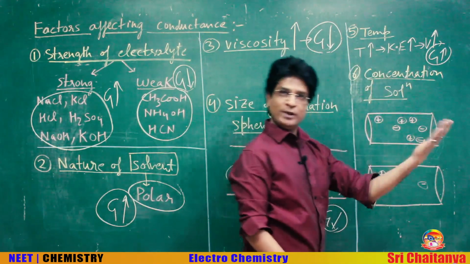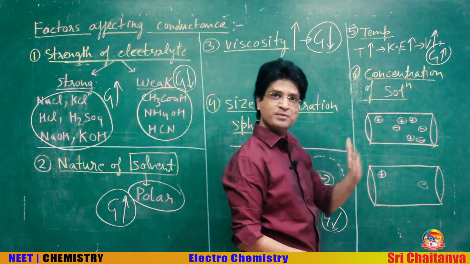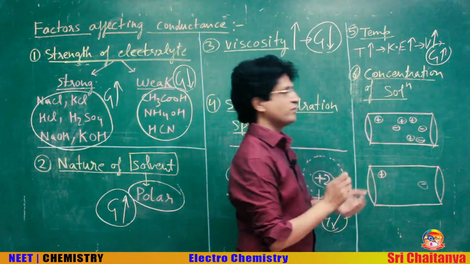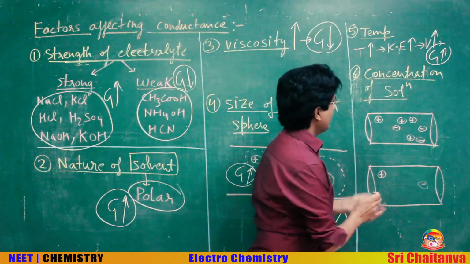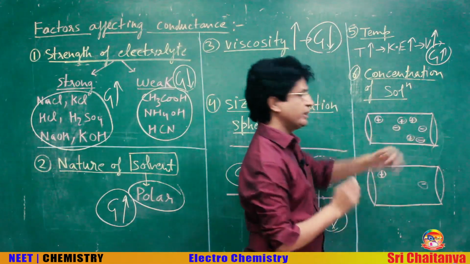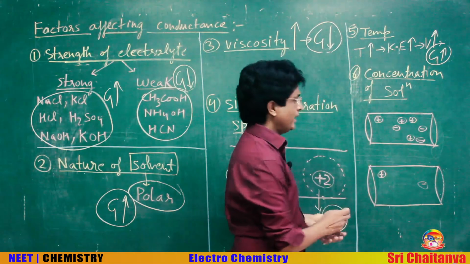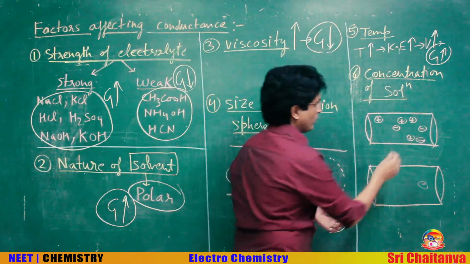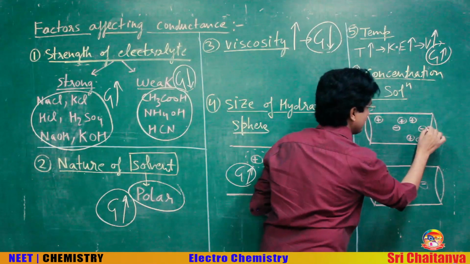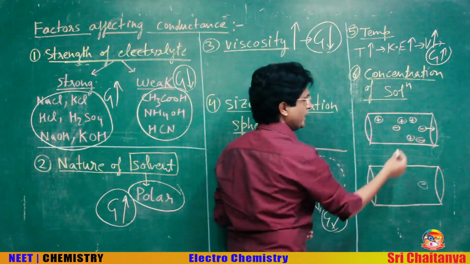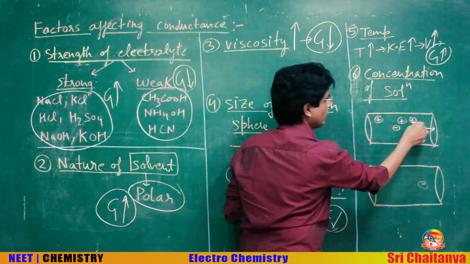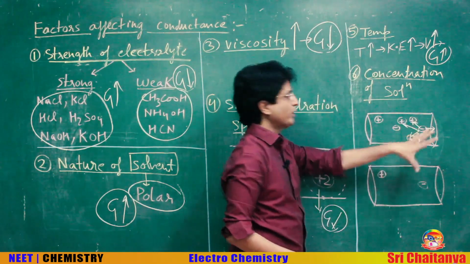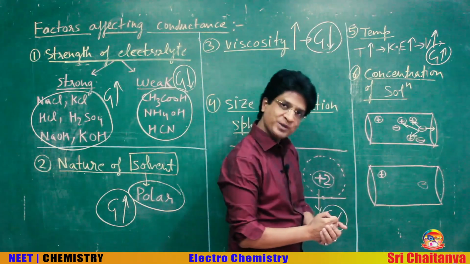Conductance is all about the movement of charges. The faster the movement of charges, the more is the conductance. Next one is concentration of solution. Now see what happens. If I have a concentrated solution of higher concentration, the inter-ionic interaction is more. This negative charge, suppose it wants to move there, but it will be feeling a pullback from the cations. So its movement will be slowed down because of inter-ionic interaction.